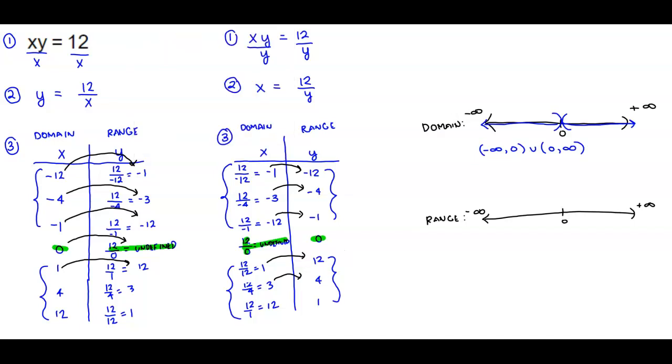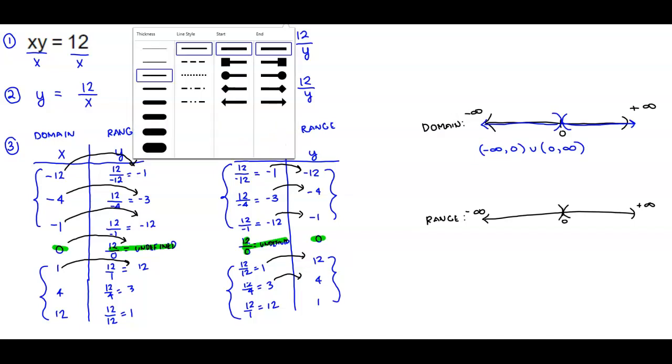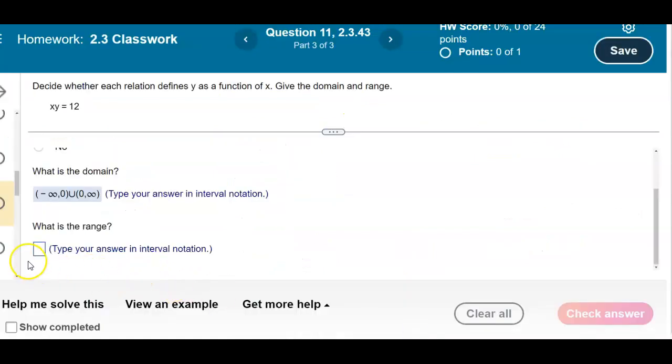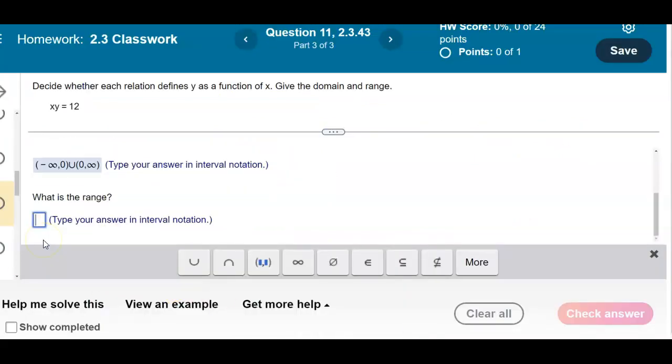So again, when we graph this, this is what our graph is going to look like. So very similar to the previous one. So the range is going to go from negative infinity to 0, union 0 to positive infinity. So let's go ahead and check that out. So we have parenthesis, negative infinity, comma, 0, and then union, parenthesis, 0, comma, positive infinity, and then the parenthesis.